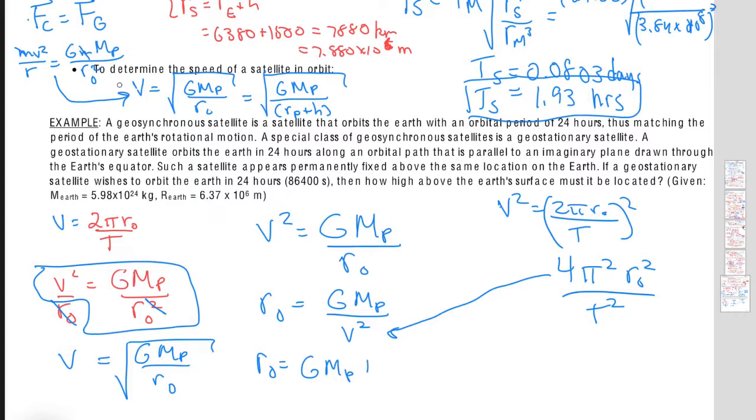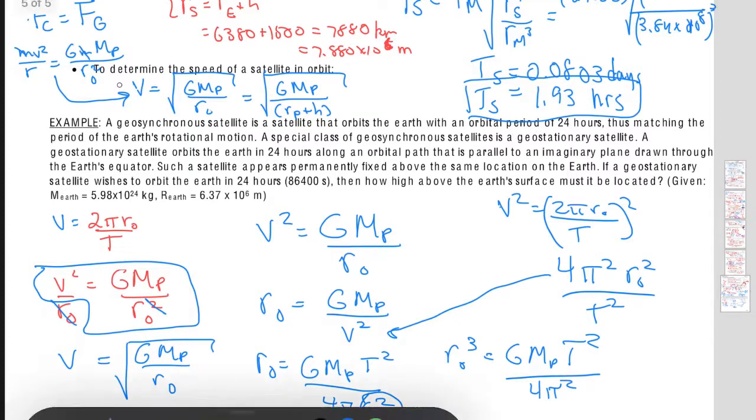Now when I plug that in, my T goes up to the numerator, and I end up with this 4 pi squared R_O squared. There's my R_O again. I need to bring that up, and this is where I get that R_O cubed. So R_O cubed equals G M_P T squared over 4 pi squared. I apologize, I know I'm all over the place. So R_O is the cube root of G M_P T squared over 4 pi squared. Now I can plug in numbers.